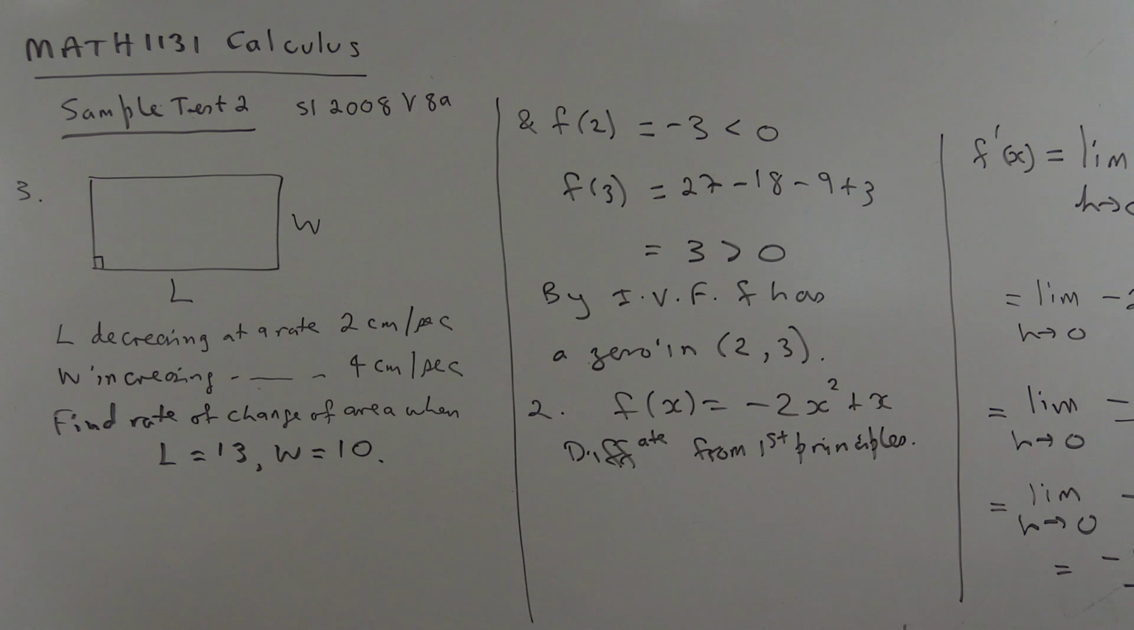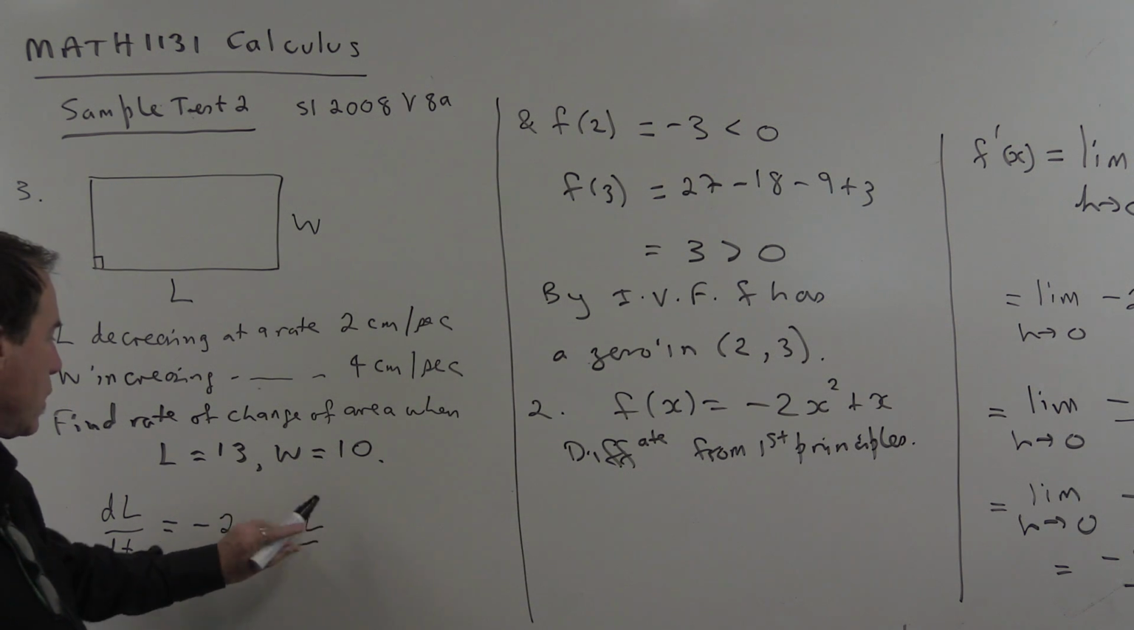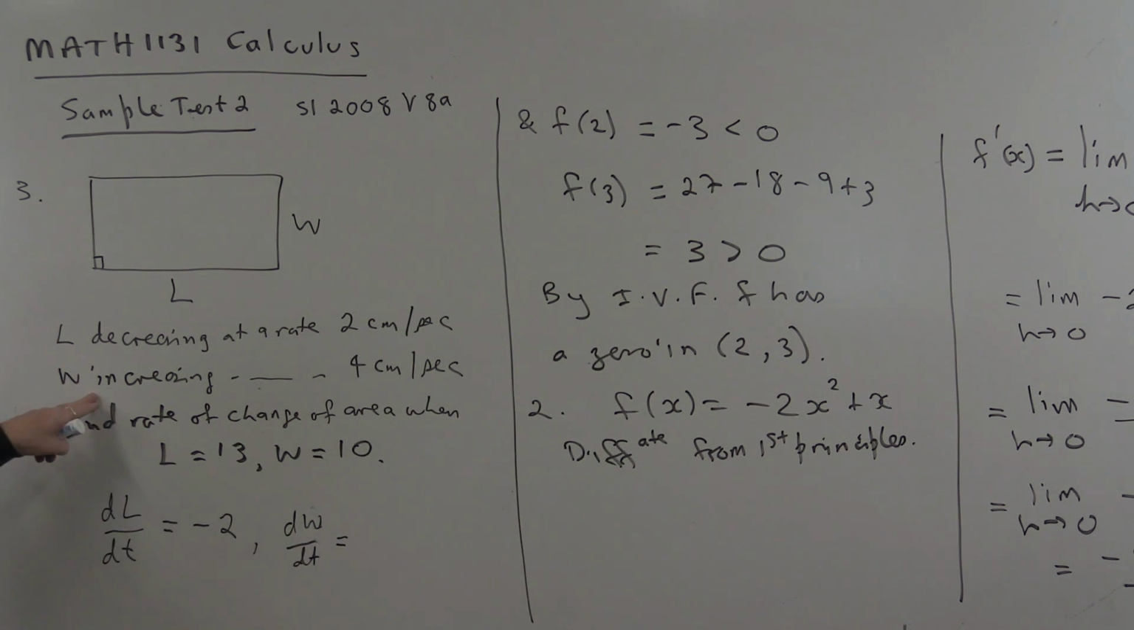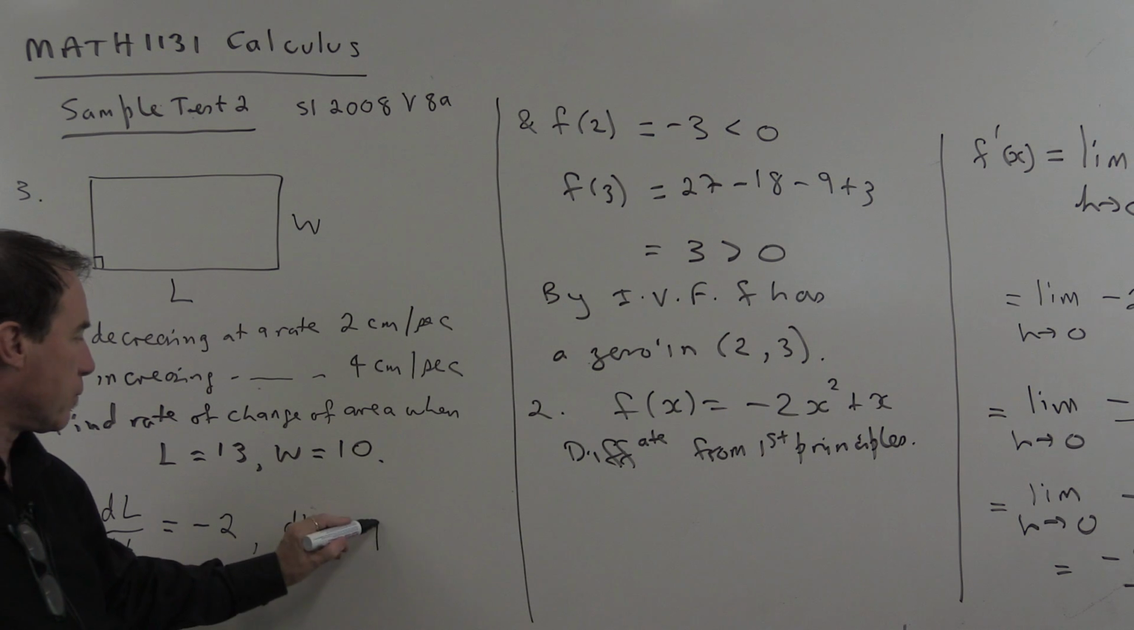Okay, so we've got a word problem, a physical problem here, and we have to calculate the rate of change of the area. So I'm going to interpret all of these words now in symbols. So if L is decreasing at a rate of 2 centimetres per second, that means the rate of change of L with respect to time, dL/dt, I'm going to take increasing as positive and decreasing as negative. So this will be minus 2 centimetres per second, and dW/dt, the rate of change of the width. Now I took increasing as positive, so this will be plus 4.